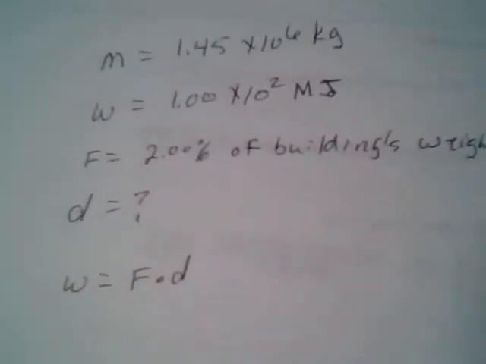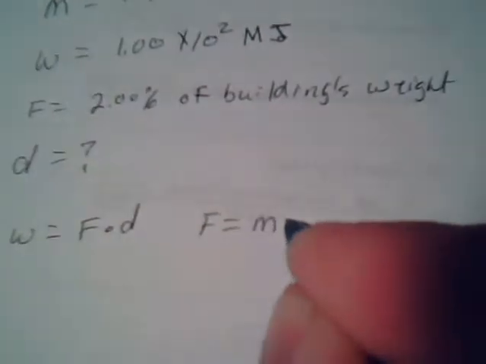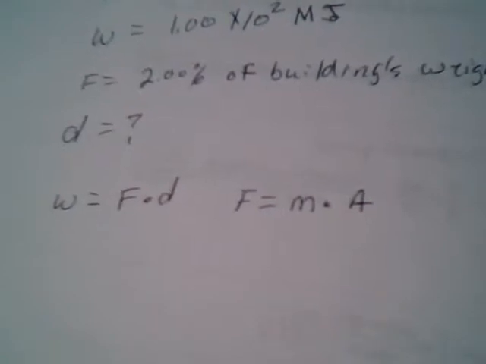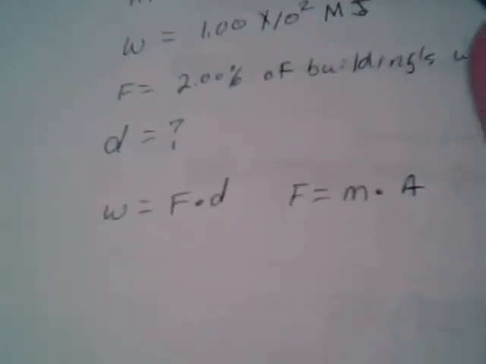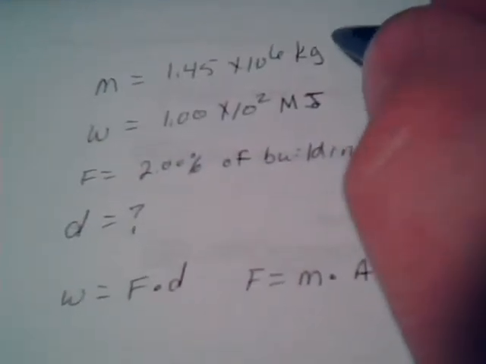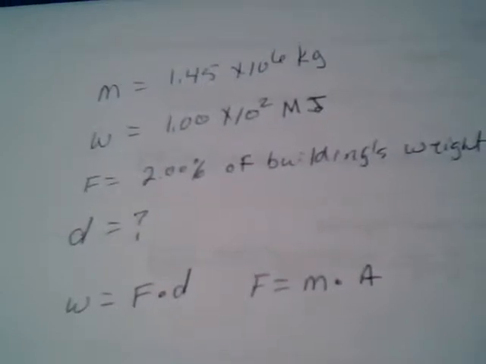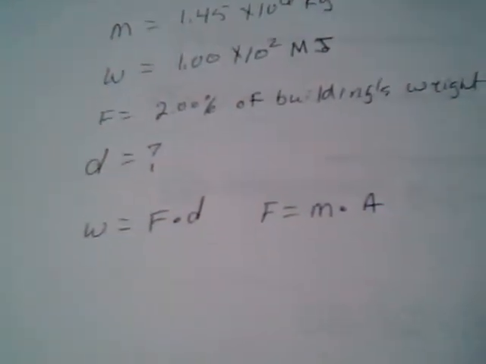Now if you think back to Newton's second law, remember Newton's second law let us know that force is equal to mass times acceleration. So keep that in mind as we go through this. Now also on the mass, for these problems, mass has to be in kilograms. So we're all right here with the mass. But the work needs to be in joules. This work right now is in megajoules. So we need to convert that megajoules.